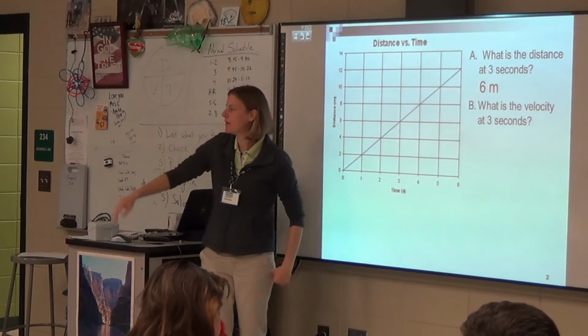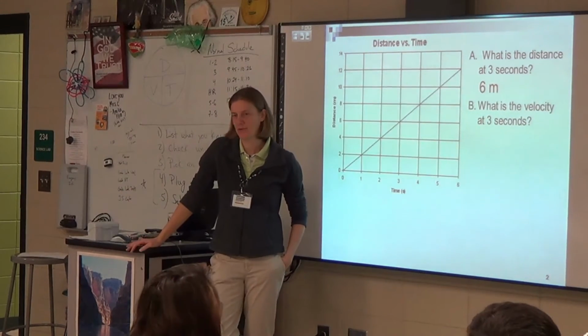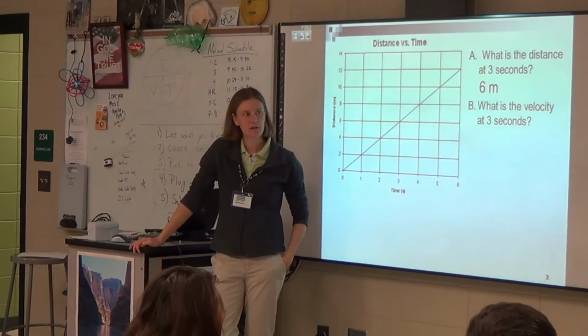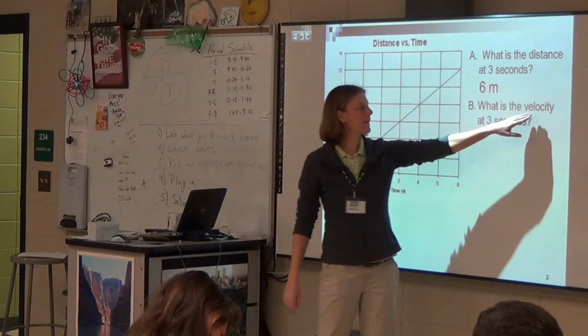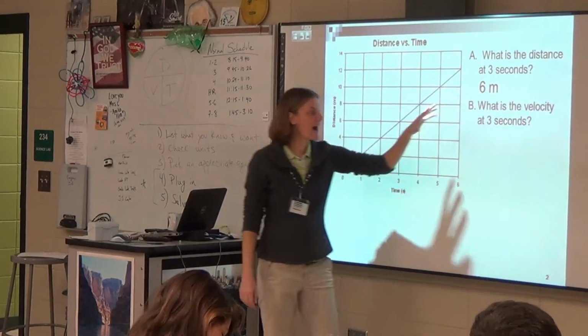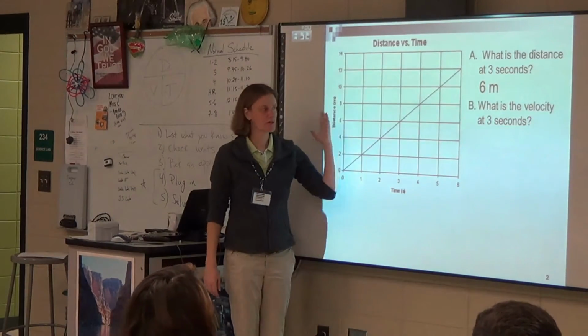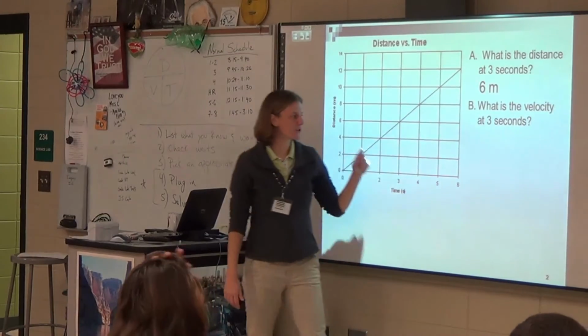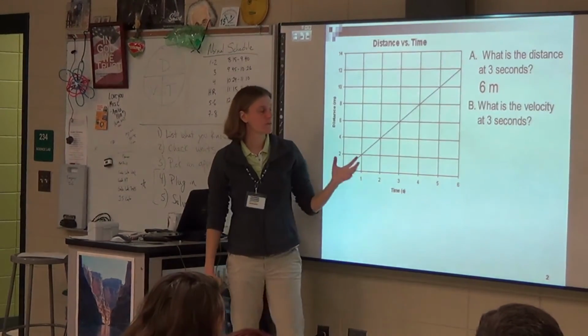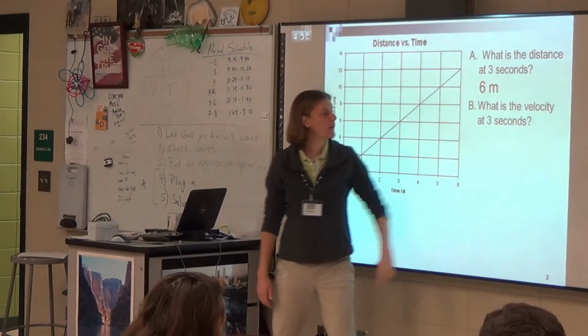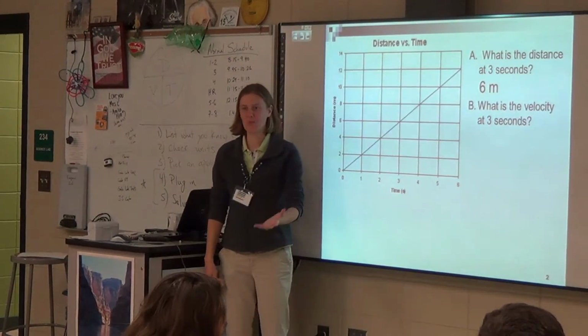Now, what's the velocity at 3 seconds? You have to find slope. It says velocity. What is velocity? And it's not a velocity graph. That would actually be really easy. If it was a velocity question on a velocity graph, it would be as easy as part A. But this is where you have to remember that velocity means slope. So how do you do slope?